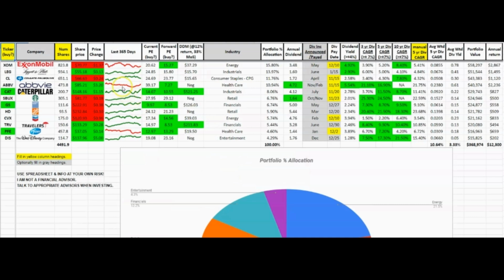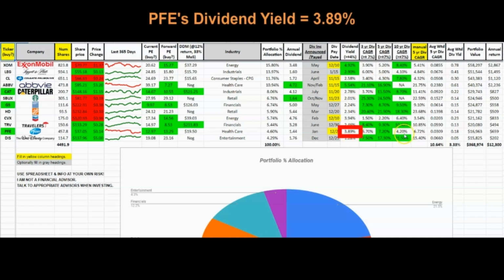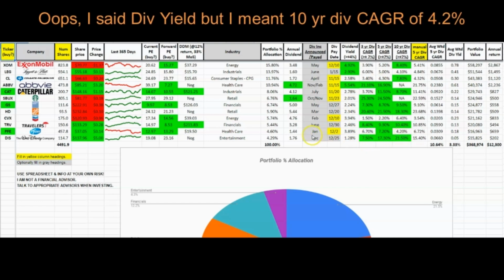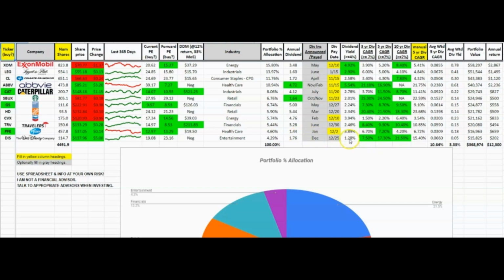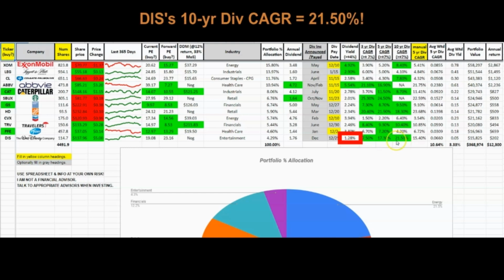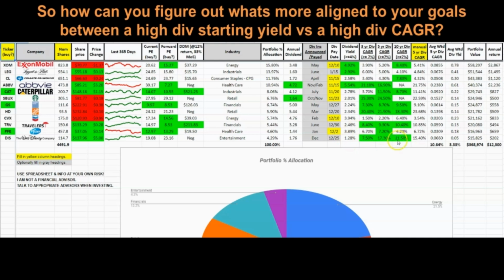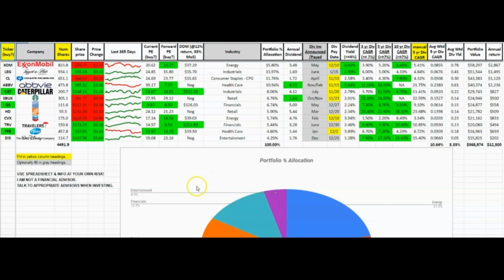So for Legg, its starting yield is 2.9%, and its 10-year dividend compound annual growth rate is 4.1%. As opposed to maybe Pfizer, which has a starting yield of 3.89% and a dividend CAGR of 4.2%, or Disney, which has a really low starting yield, 1.28%, but a 21.5% CAGR. So then the question is, well, what's better? How does it play out? If it has a higher 10-year CAGR, at what point does it overtake the starting yield of these other stocks? And that's kind of what this modeling tool does.